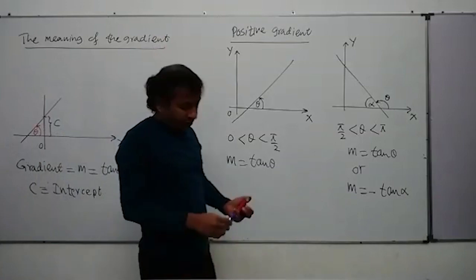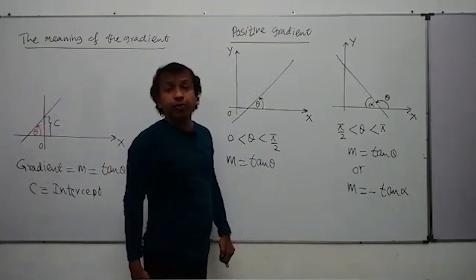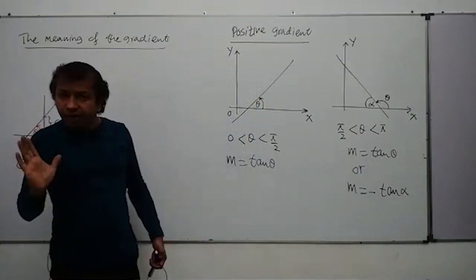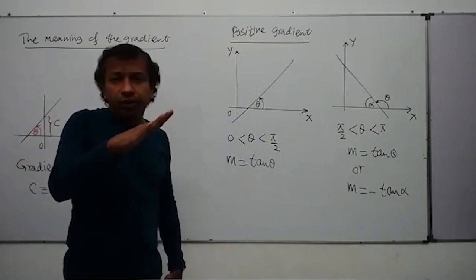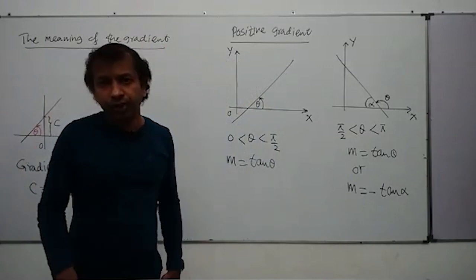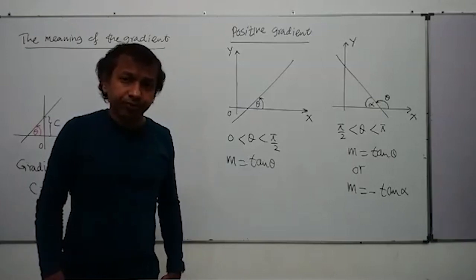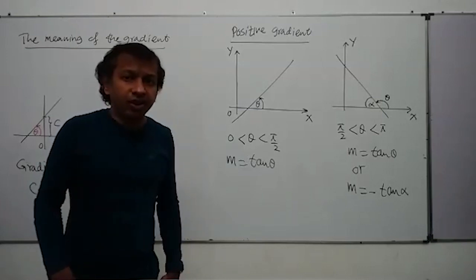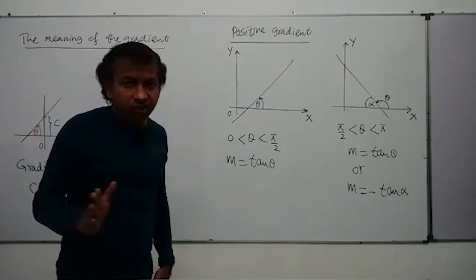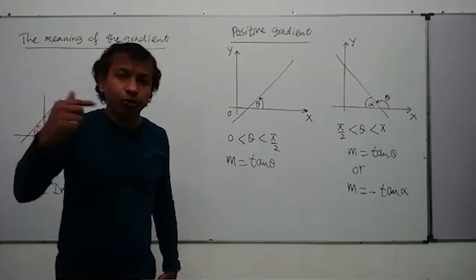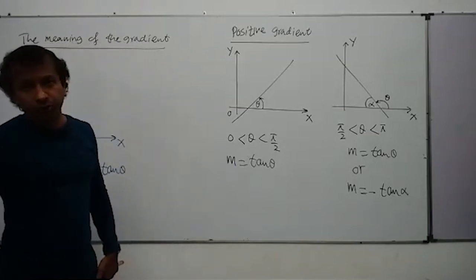People, do you know what the meaning of the gradient is? It gives us the rate of change of y with respect to x. What do you mean by that? As x changes by 1 unit, either increasing or decreasing, the corresponding change in y is the rate. Usually we consider x increasing by 1 unit, and the corresponding change in y is called the rate of change of y with respect to x.